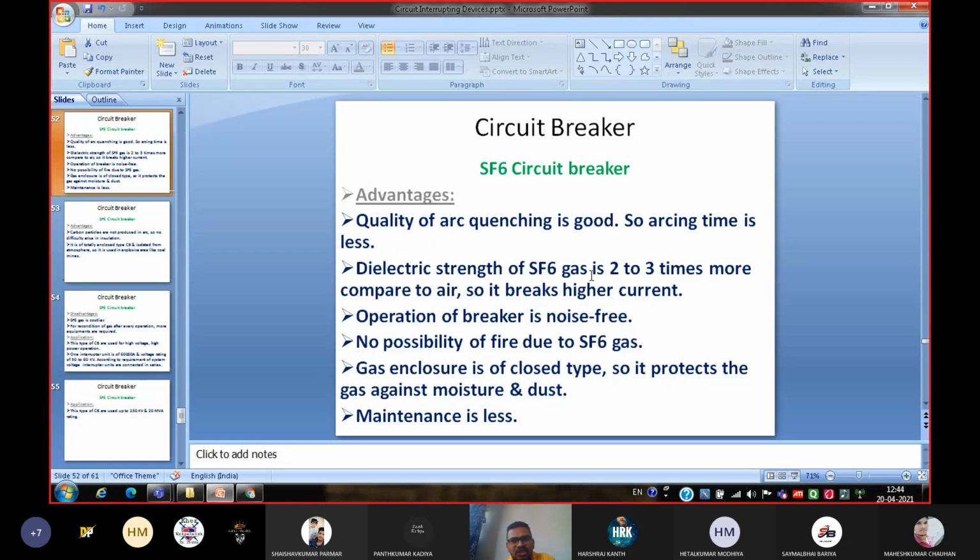Operation of the breaker is noise free. Noise pollution is zero, or it will not generate any noise. So operation of the circuit breaker is noise free. There is no possibility of fire due to the SF6 gas. SF6 gas absorbs the electrons and produces immobile negative ions, which will increase the dielectric strength. So that's why there is no possibility of fire due to the SF6 gas. Gas enclosure is of closed type.